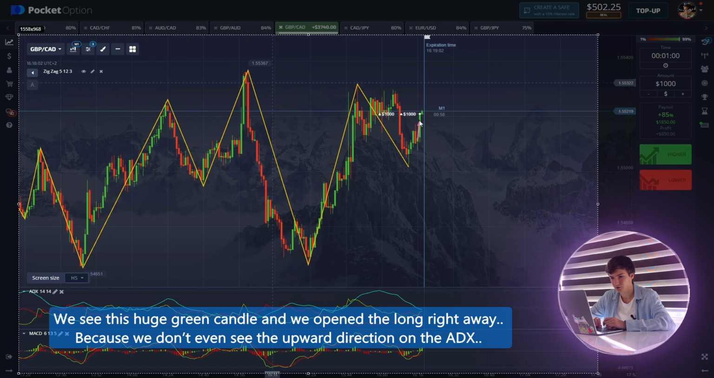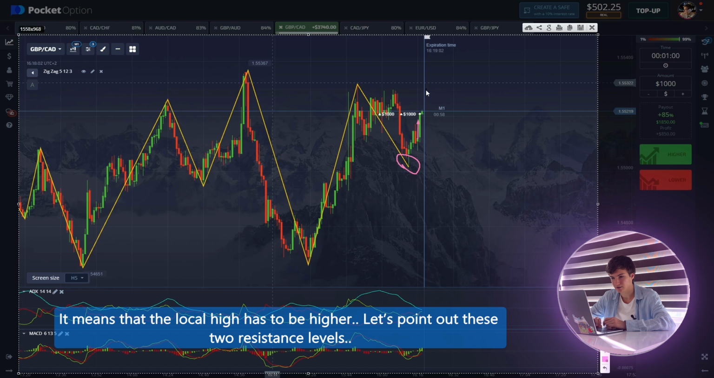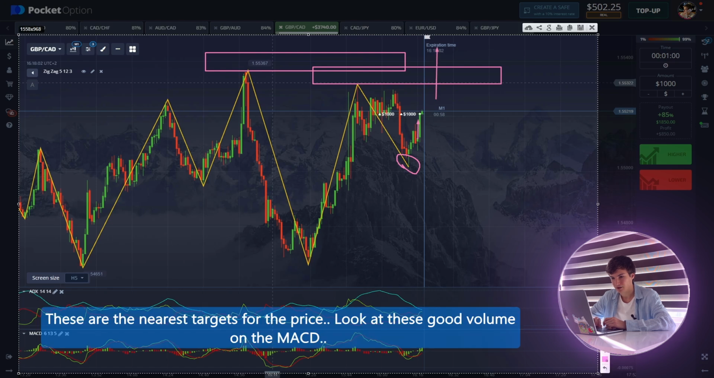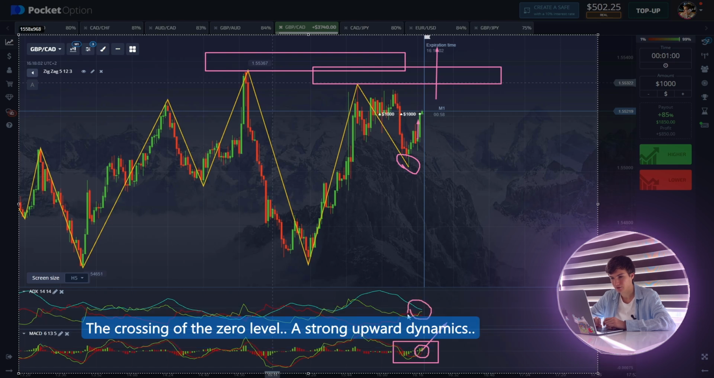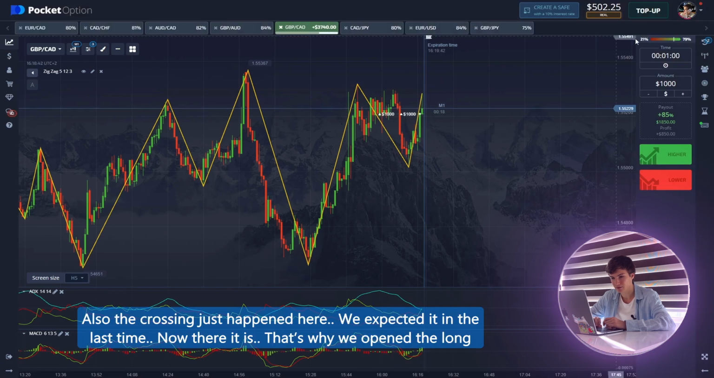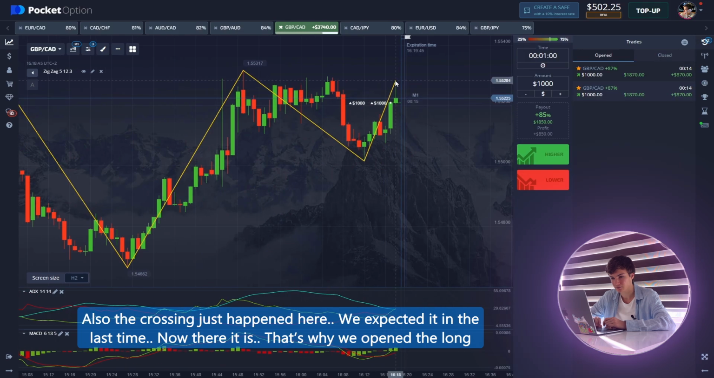We see this huge green candle, and we open the long right here. Because we don't even see the upward direction of the ADX, it means that the local high has to be higher. Let's point out these two resistance levels. These are the nearest targets for the price. Look at this good volume on the MACD, the crossing of the zero level, a strong upward dynamics. Also, the crossing just happened here. We expected it the last time. Now there it is. That's why we open the long.